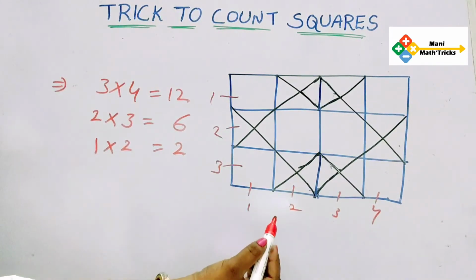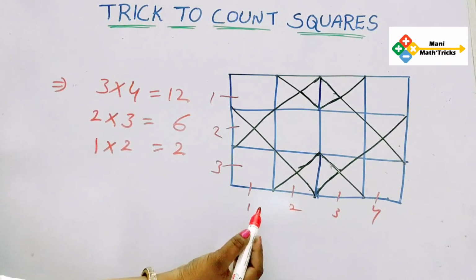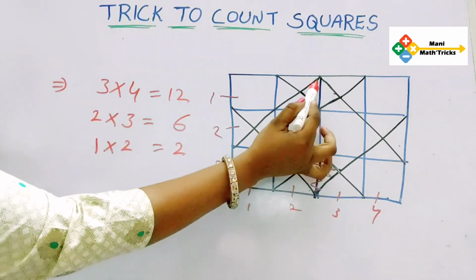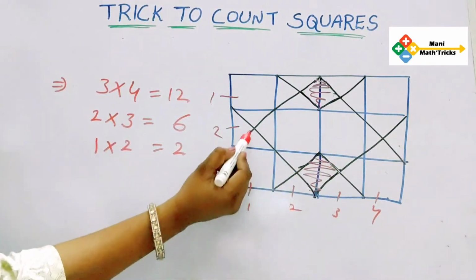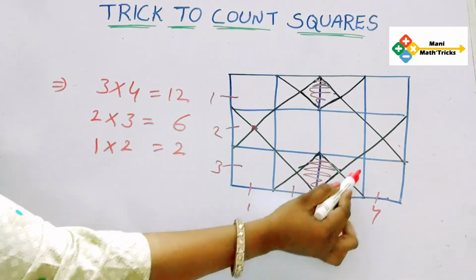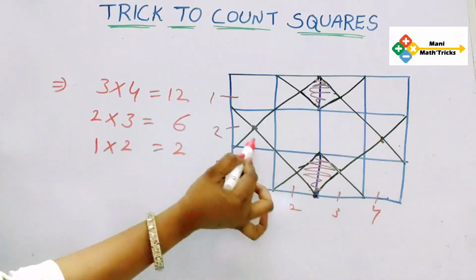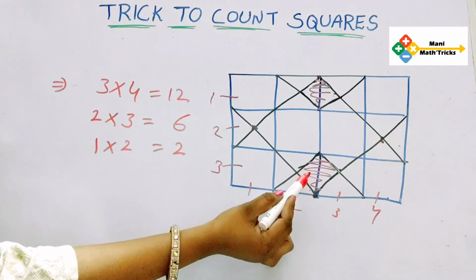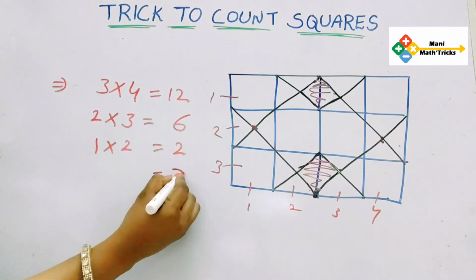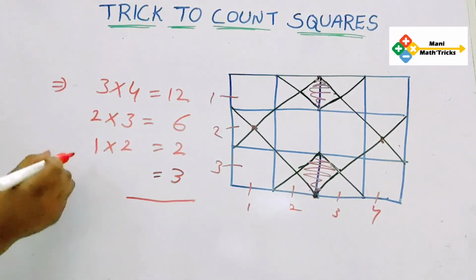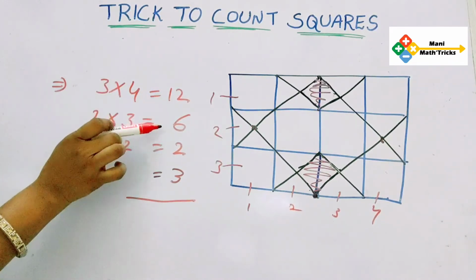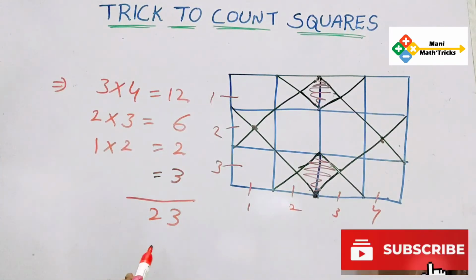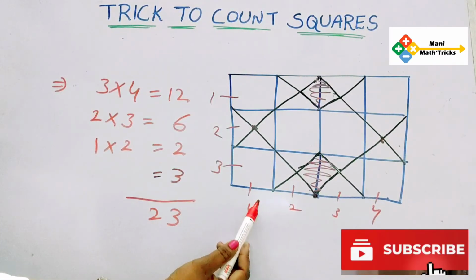Next we need to see the other squares in the figure. If you observe here, here is one square 1 and here is one more 2, and then if you clearly observe these dots, if you connect them here also we can see one more. So in total we have 3 more squares in this figure. So add that 3. Then you can add this total. 12 plus 6, 18, plus 2, 20, plus 3, 23. So 23 squares are there in this figure.